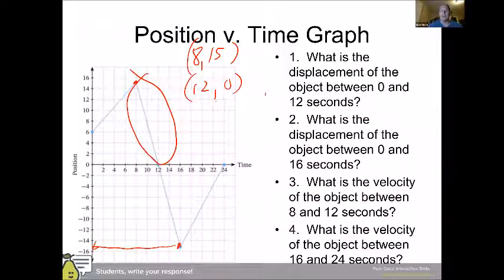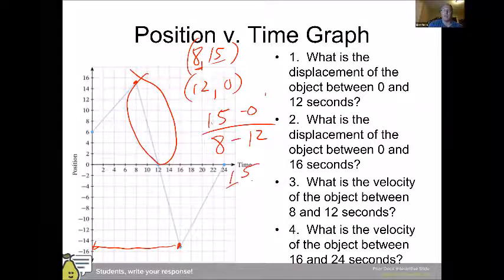So remember, to find the slope, it's change in y over change in x. We're going to subtract our y's, 15 minus 0, over, if I start with this 15, I've got to start with the x that goes with this when I'm subtracting the x's. So that's going to be 8 minus 12. Change in y over change in x. So I end up with 15 over minus 4. And if I go ahead and divide that out, that ends up giving me negative 3.75.